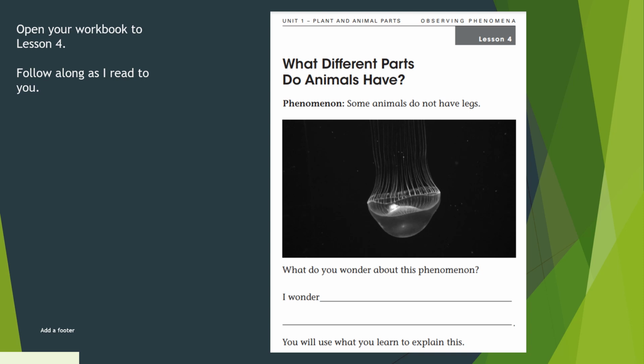Some animals do not have legs. What do you wonder about this? Complete the sentence. It begins, I wonder, and then there's 2 blank lines for you. Use best guess spelling.